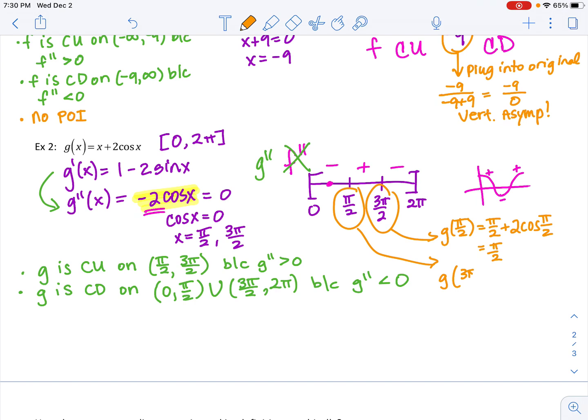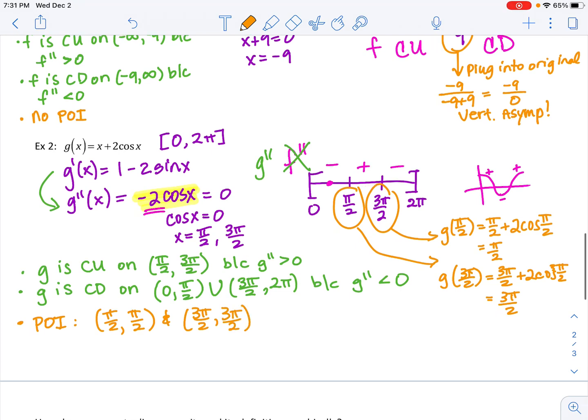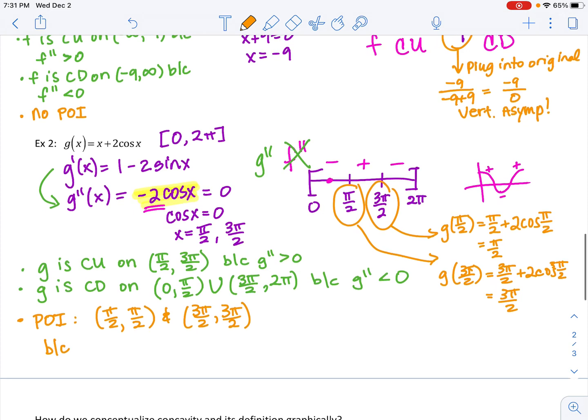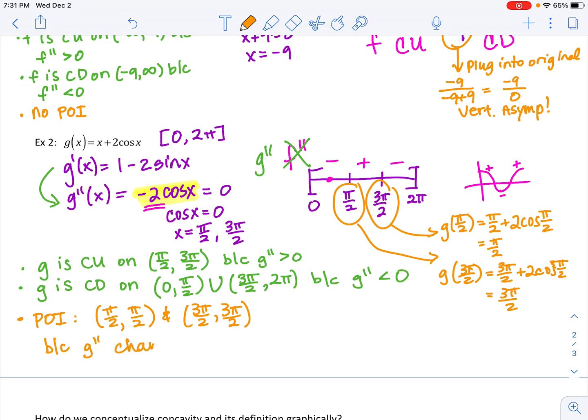And then g of 3 pi halves would be 3 pi halves plus 2 cosine of 3 pi halves. And that part is 0 as well, times 2. So this is just 3 pi halves. So these are quirky little points of inflection. So POI are pi halves, comma pi halves, and 3 pi halves, comma 3 pi halves. And if you needed to justify that, depending on what the problem asked for, you could say because g double prime changes sign.